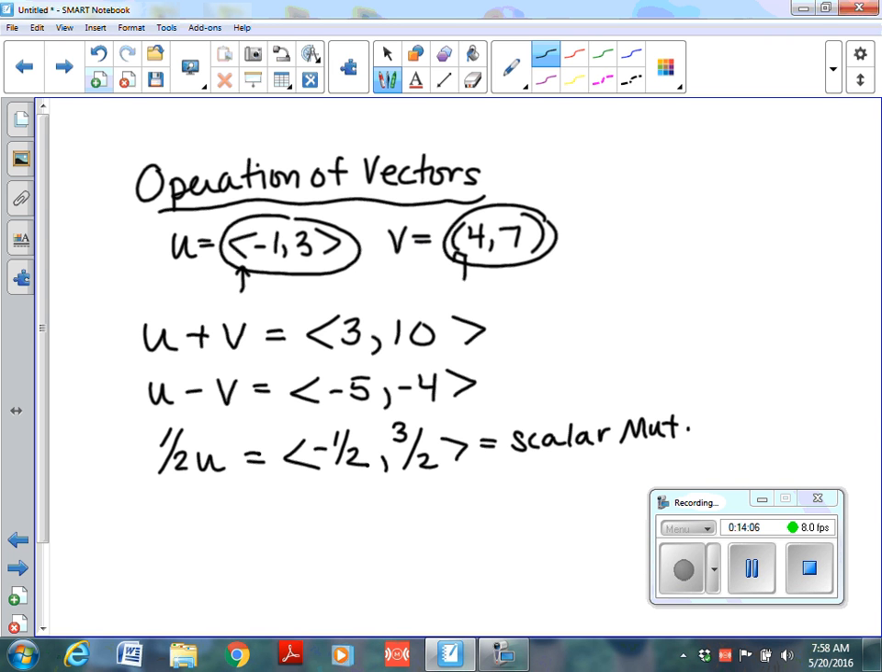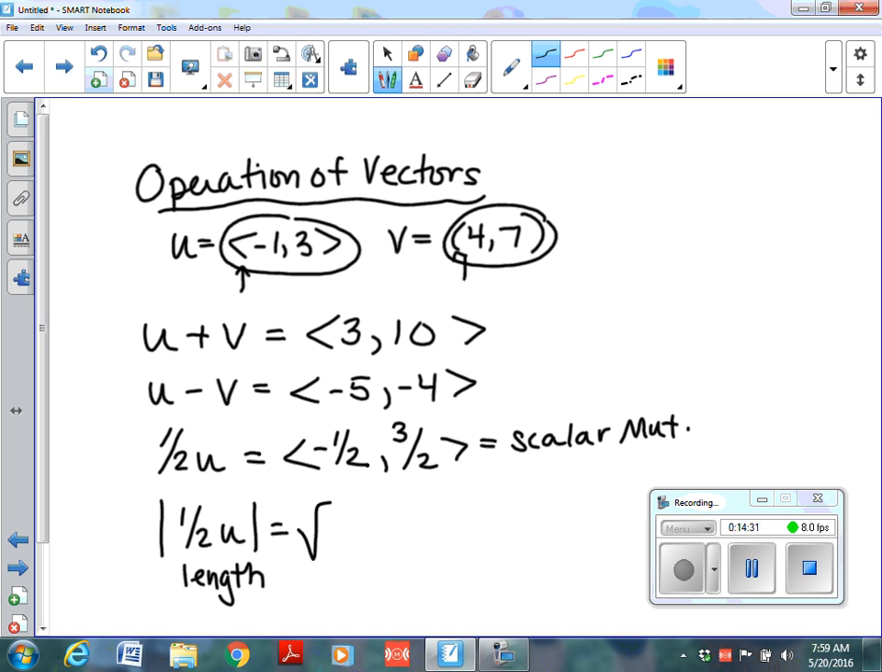For example, let's say they wanted you to find the absolute value of 1/2 u. Okay, remember, this isn't really absolute value. Well, it kind of is. What this is, is the length. Remember, the 2 bars stand for length.